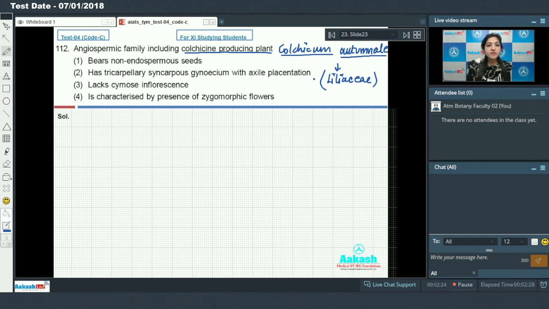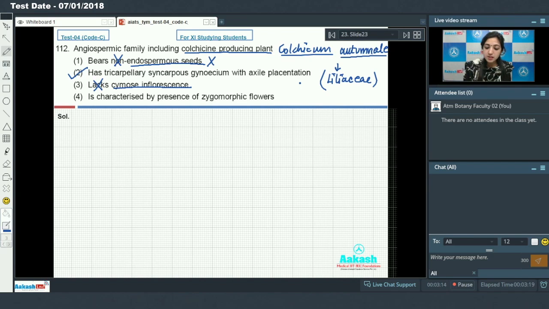Now you have to identify the feature which is true for Liliaceae family. Members of family Liliaceae bear non-endospermous seeds. No, they bear endospermous seeds. It has tricarpellary syncarpous gynoecium with axial placentation. This is true. Angiospermic family Liliaceae lacks cymose inflorescence. No, it shows cymose inflorescence and it lacks racemose inflorescence.